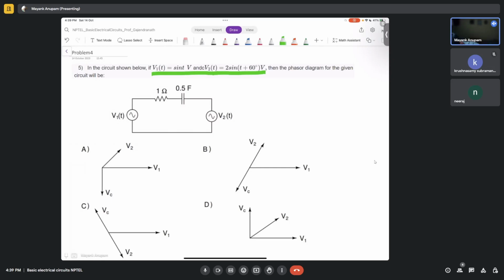First of all, tell me what will be the position of V1 and V2. So we have to keep V1 in the horizontal position along the x-axis. This is V1, and then V2 will be 60° above, right? This angle is 60°. This is V2. The magnitude of V2 is also 2 times, so V2 will be larger compared to V1, something like this. Now what do they want us to find? They want us to find the voltage across the capacitor. So tell me.